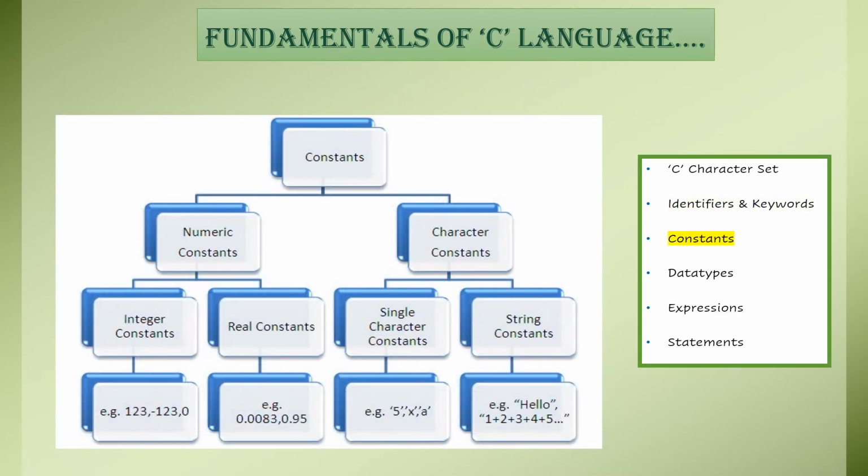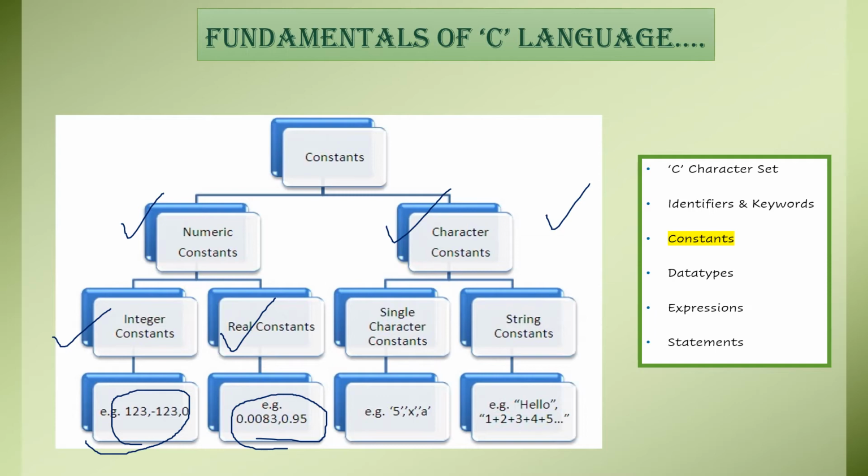Now next is constants. Constants means values which cannot be changed during the program execution, and we have different types of constants: numeric constants and character constants. In numeric constants we have integer constants, which include minus infinity to plus infinity, only whole numbers without any decimal point, and in real constants we can take decimal point values. In character constants, we have single character constants and string constants.